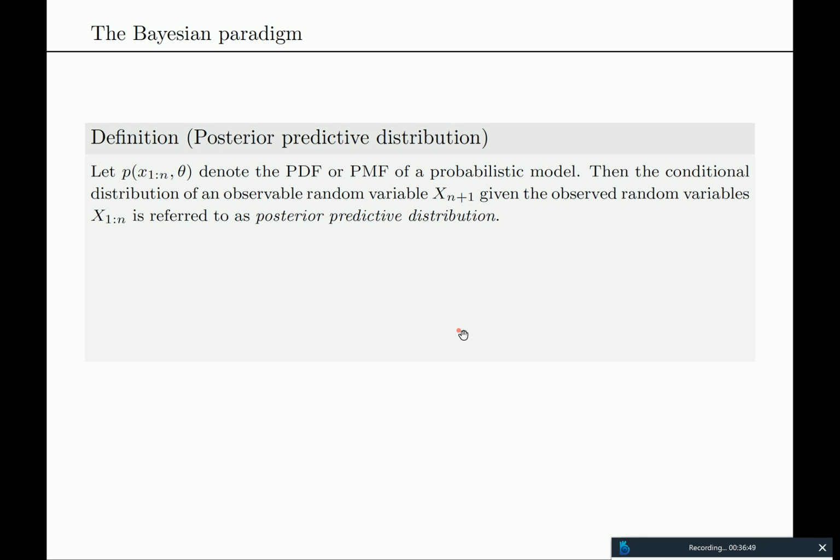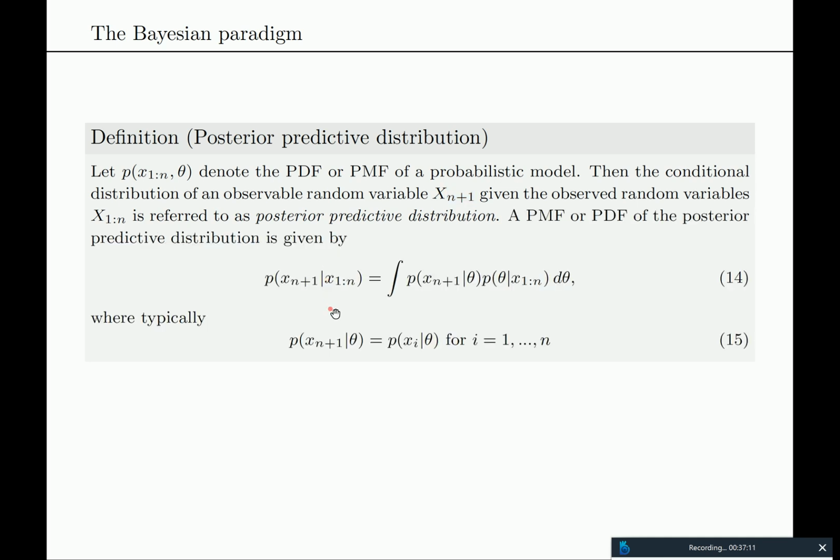Finally, the posterior predictive distribution. If you have a joint distribution and you have a posterior distribution, you can of course ask what is the distribution of yet another data point given this posterior. And this then would look like this. So the conditional distribution of data point n plus 1 given n data points is, of course, based on the definitions of conditional probability, given as the integral over the posterior distribution times the data likelihood.